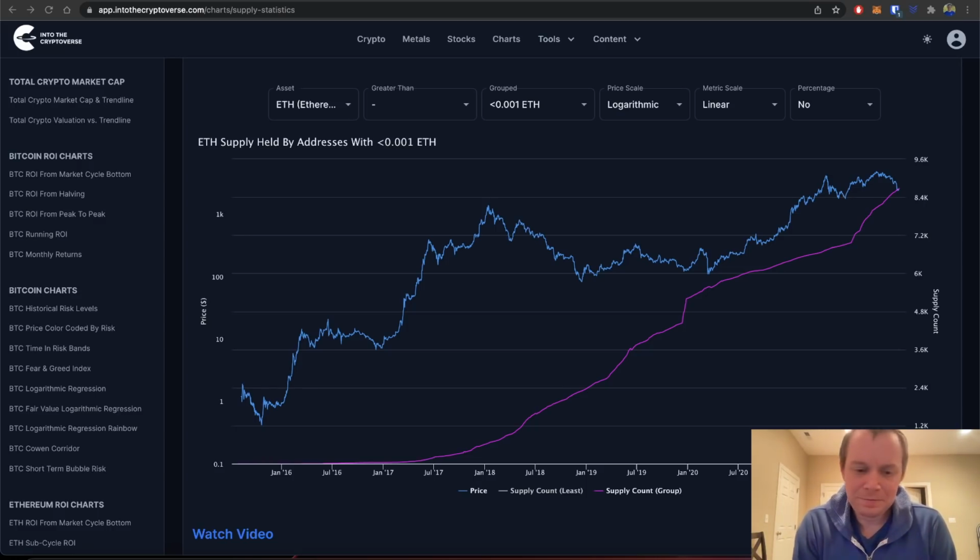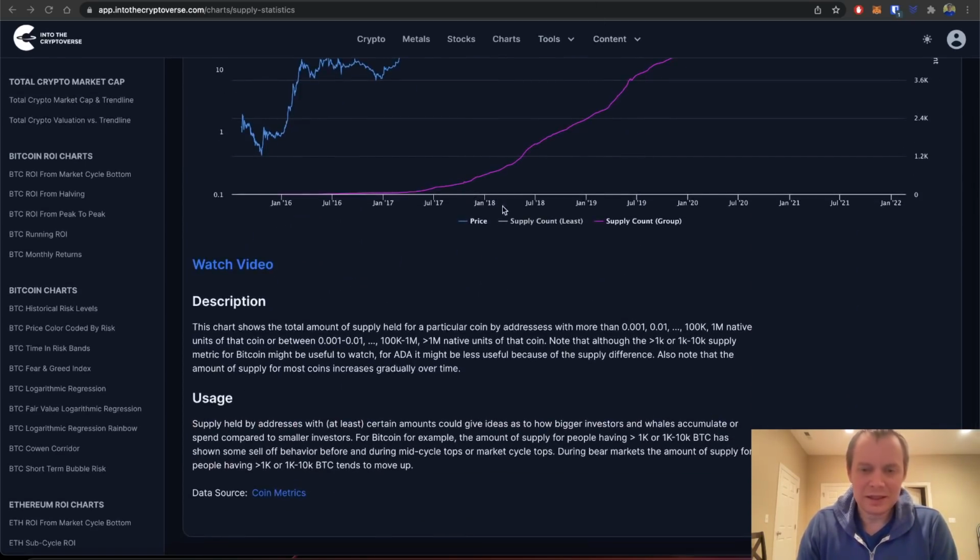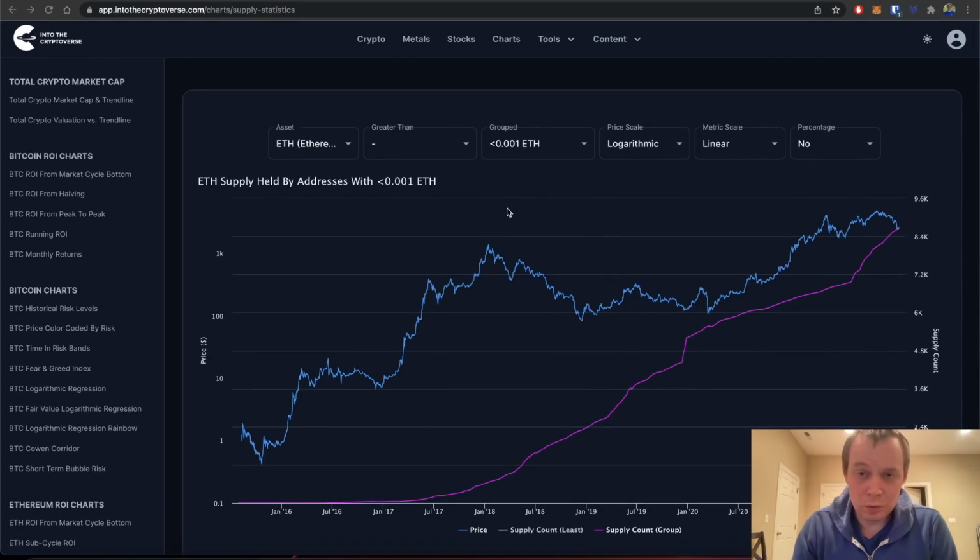Let's go ahead and jump in. So to clarify, yet again, we are looking at the amount of Ether held in addresses between certain amounts of Ether. This way we can break it up by certain types of investors and learn: are smaller investors accumulating? Are larger investors accumulating? What does that look like?